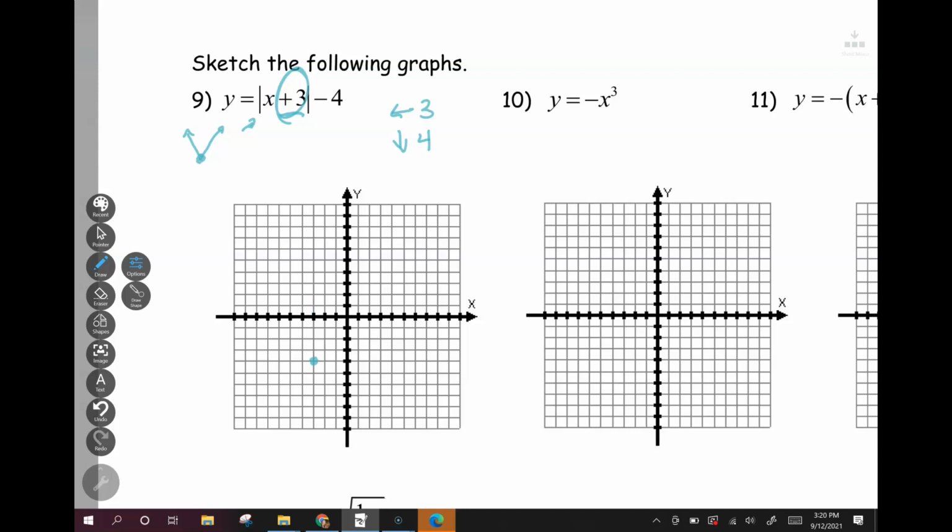And now the slopes of each of those are 1, of each side is 1 and -1. What I mean is you're going to go up 1 over 1, up 1 over 1 to get your points. And up 1, back 1. Okay, and so that's how you get that V shape for absolute value. That's it.